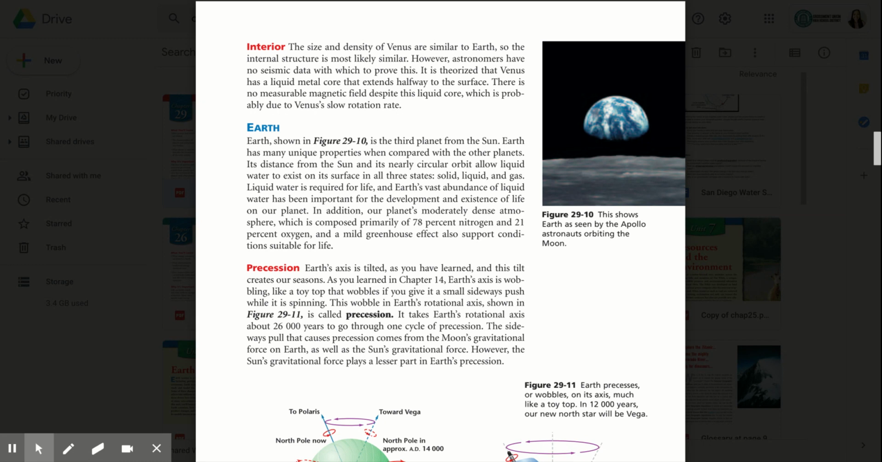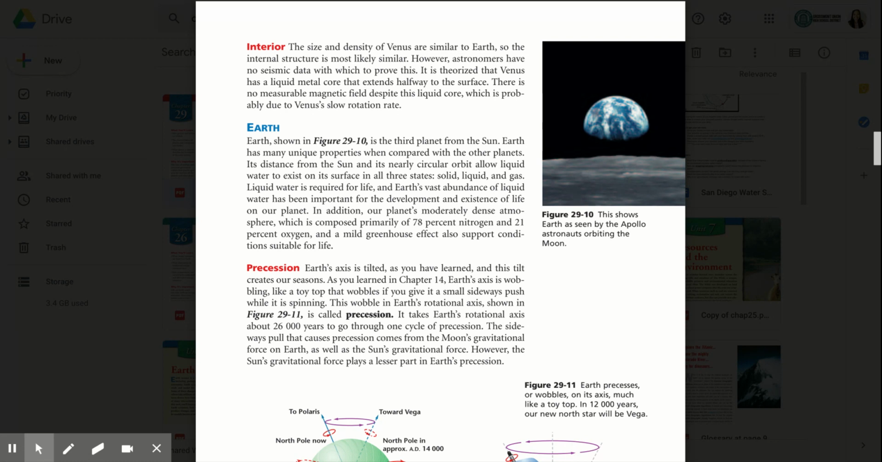Earth, shown in Figure 29.10, is the third planet from the Sun. Earth has unique properties when compared with the other planets. Its distance from the Sun and nearly circular orbit allowed liquid water to exist on its surface in all 3 stages: solid, liquid, and gas.